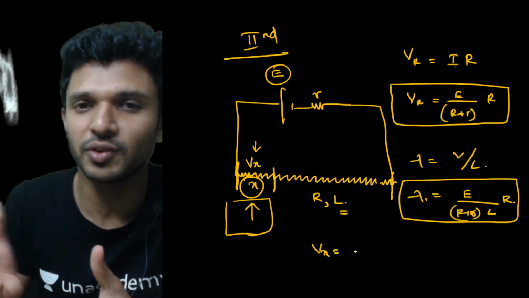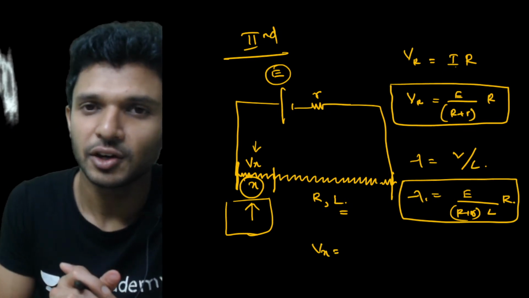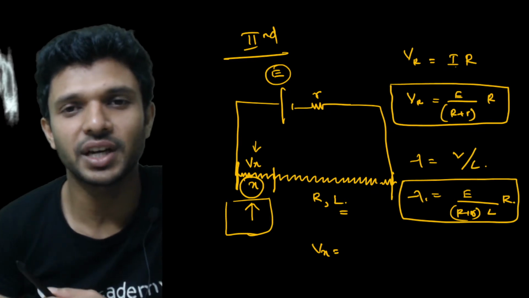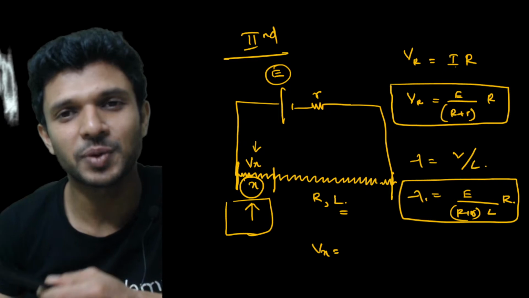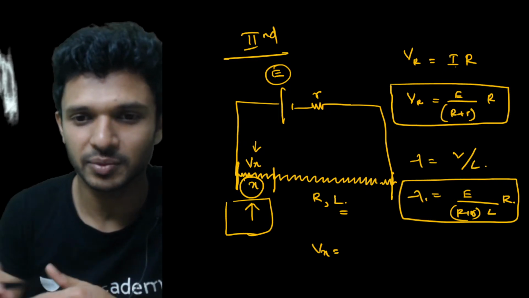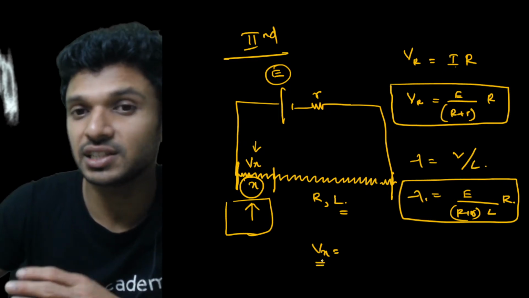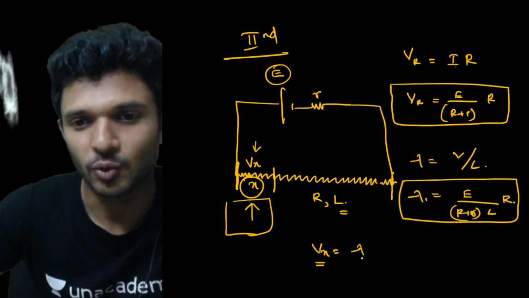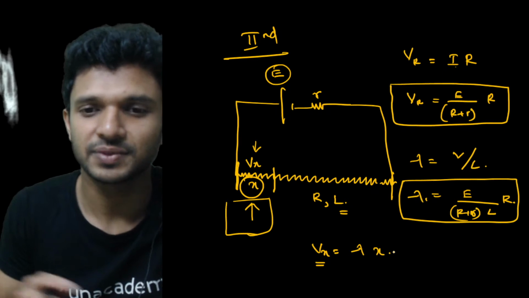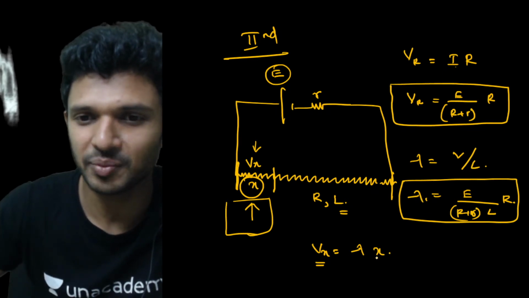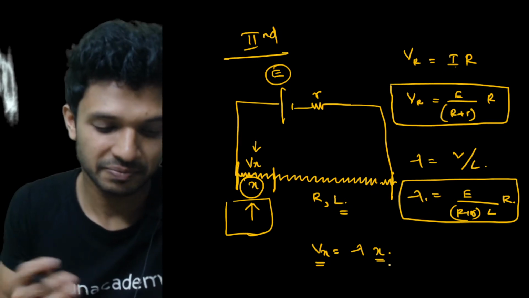If you have the price of 1 kilogram of rice, if it is 5 rupees per kilogram, can't you find out for 5 kilogram? What do you have to do? Price per kilogram multiplied by kilogram. So here, for finding out voltage for a length of X, voltage per unit length into the length of the wire. So voltage per unit length is lambda multiplied by X.